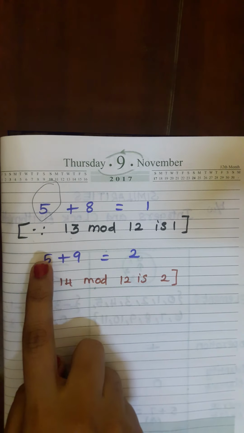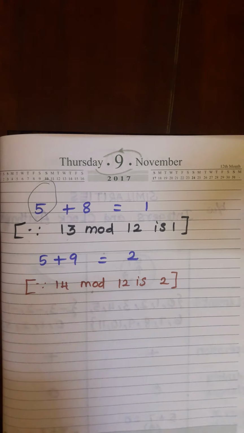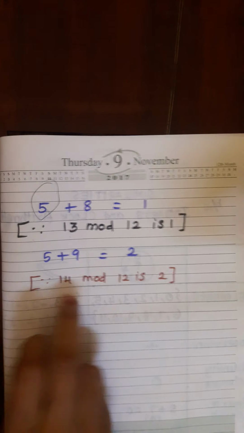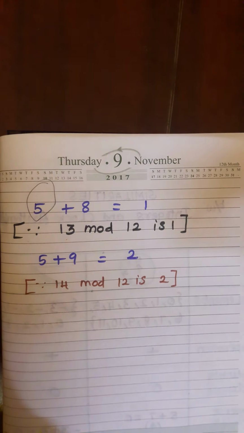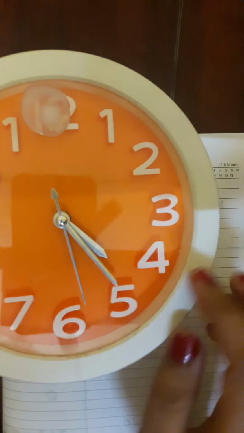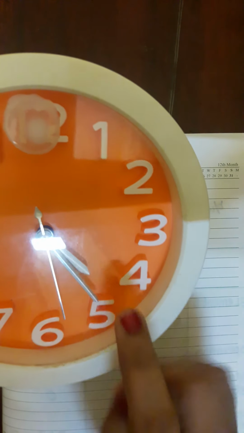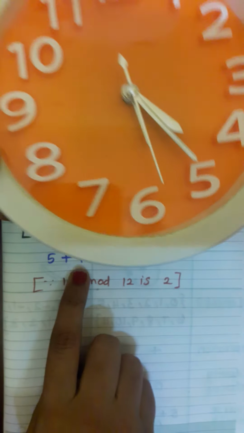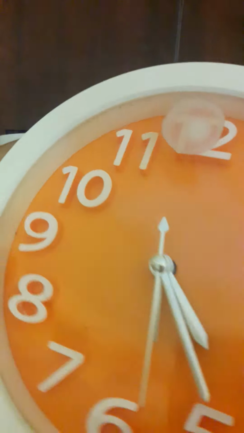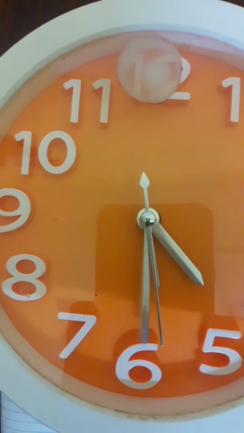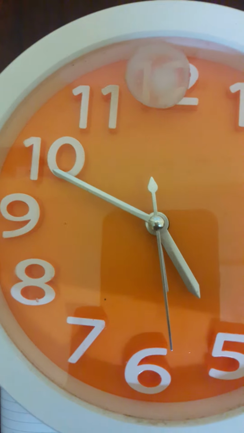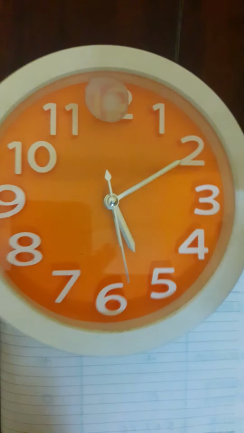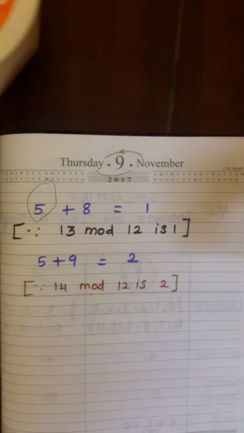You're getting it? So what is the addition of 5 plus 9 in modular arithmetic? In normal arithmetic you will have 14 as the answer, but in modular arithmetic you will get 2 as the answer. I'll tell you how. Again, I set the hour hand and minute hand at 5. I'm going to move the minute hand. I have to add 9 more hours to 5. Already I'm at 5. So 1, 2, 3, 4, 5, 6, 7, 8, 9. My result is 2. Understood?